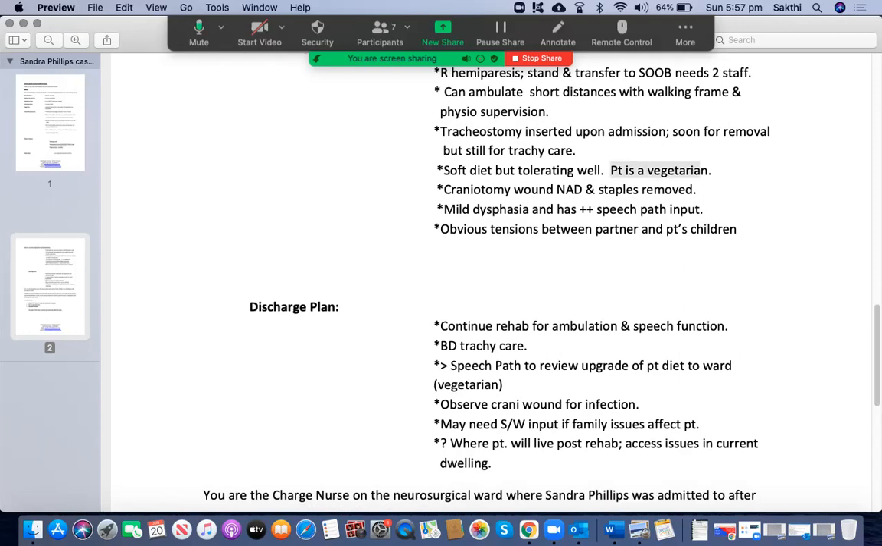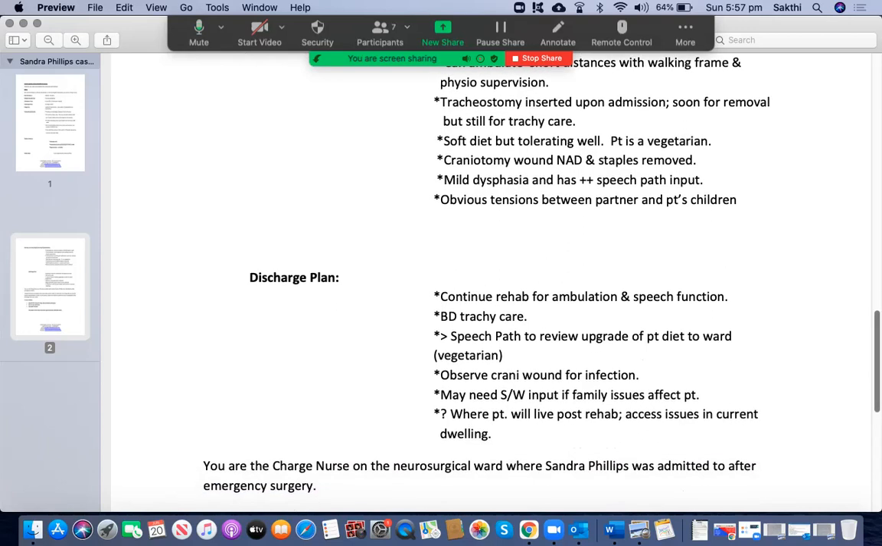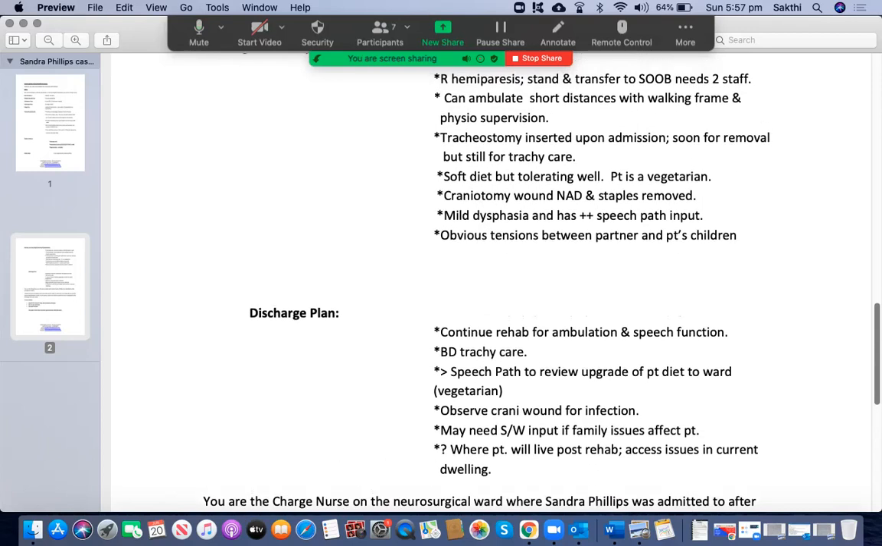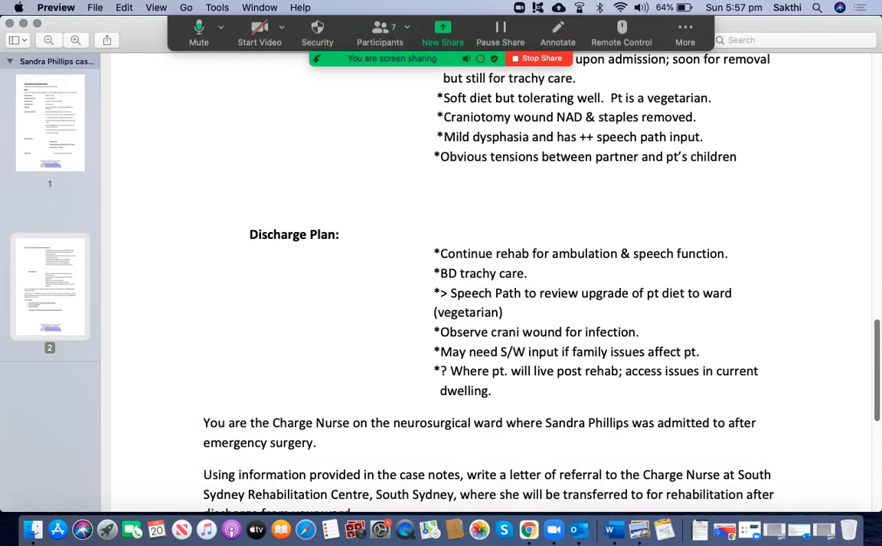Okay, did you mention this one? Oh yeah, I think you have told. Craniotomy stable, drain removed, mild dysphagia, has speech path input. Obvious tensions between partner and patient's children. Continue to rehab ambulation and speech function.